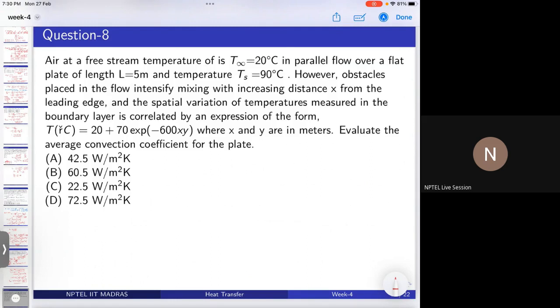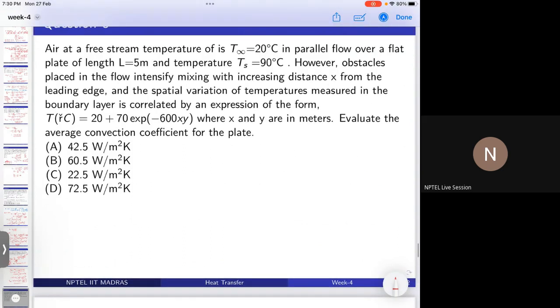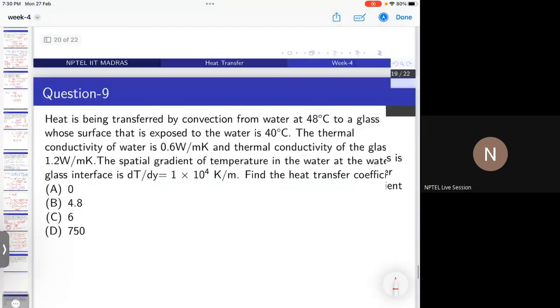This question is almost similar to the first question. Can you please try this? We have air at a free stream temperature of T infinity equal to 20 degrees Celsius, parallel flow. Otherwise, you can try this as homework, because this is a similar kind of question. So we will move on to the next question.